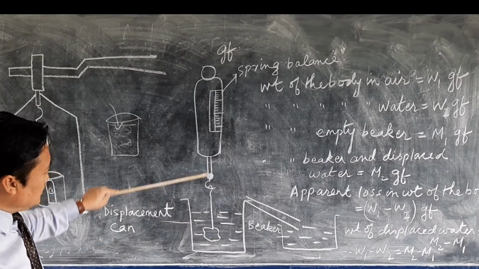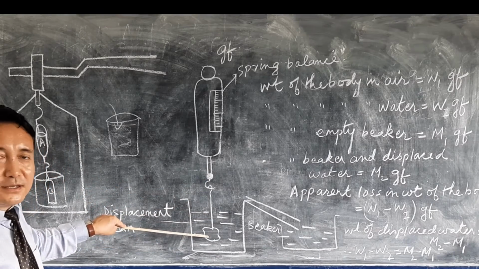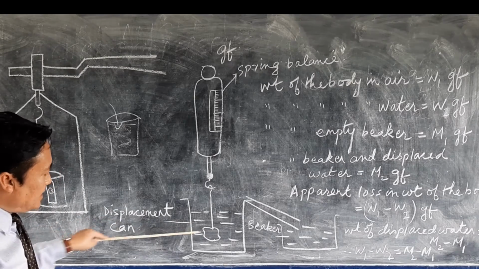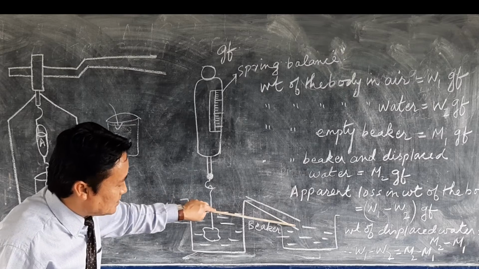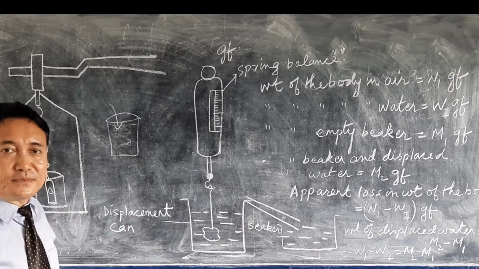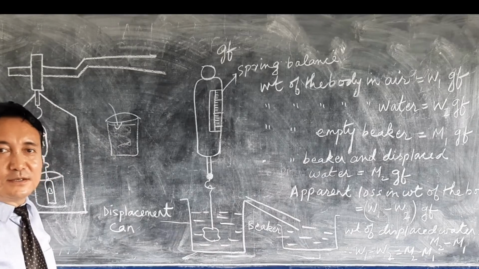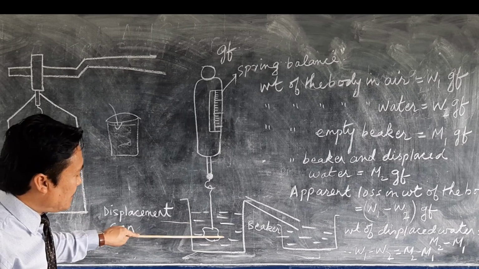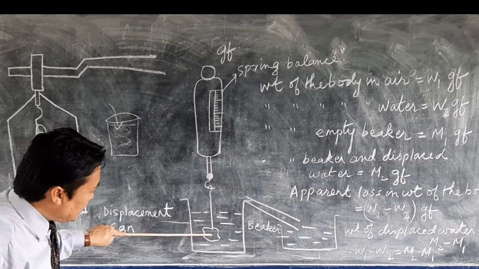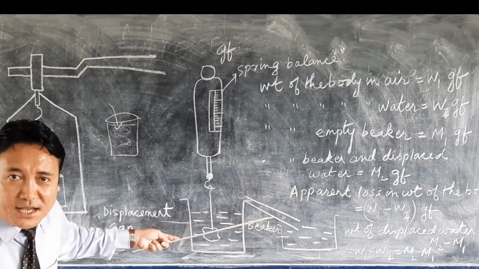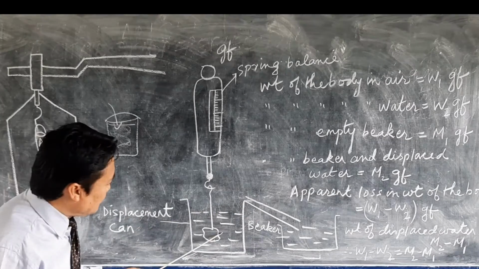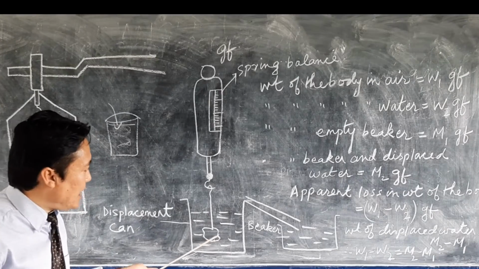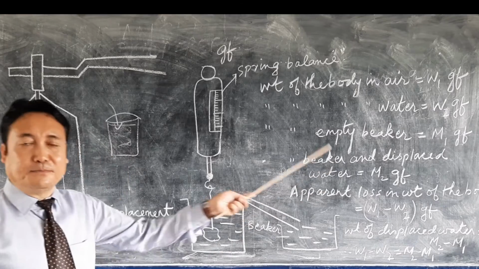Then after that what you do? Slowly you put the stone inside the displacement can, and the water will come out from the spout and start collecting in a beaker. That means the water has been displaced now. Why has the water been displaced? When the stone is immersed, that stone will occupy a space, and the water has to come out. So whatever the volume the stone occupies inside the displacement can, that amount of water will come out in the beaker.